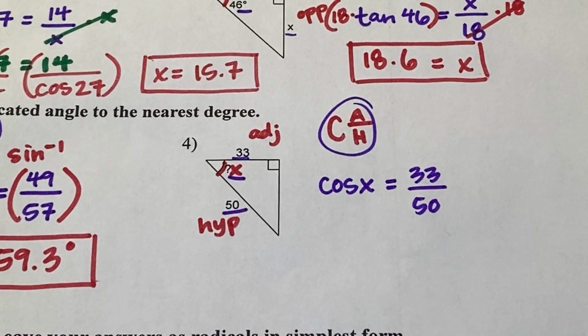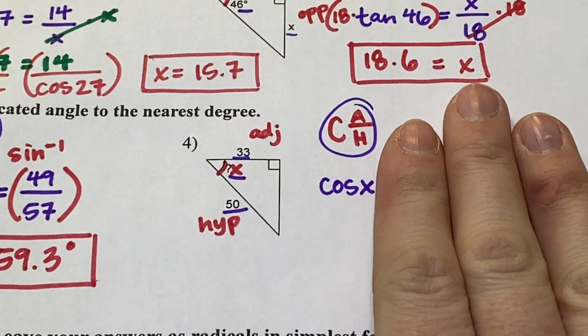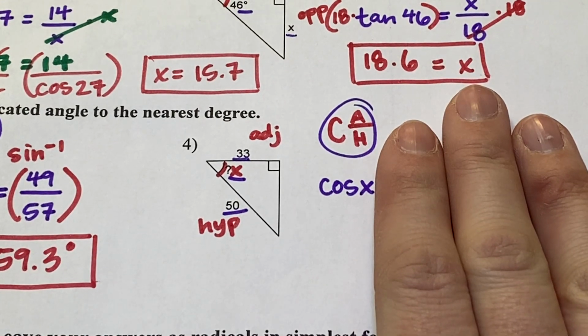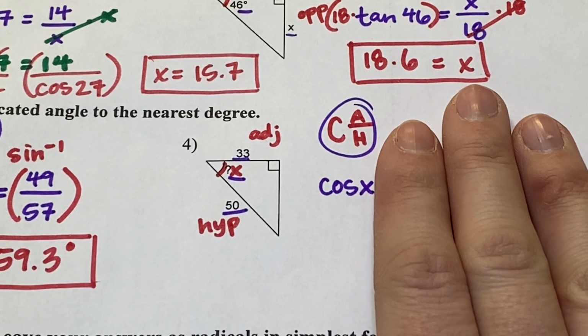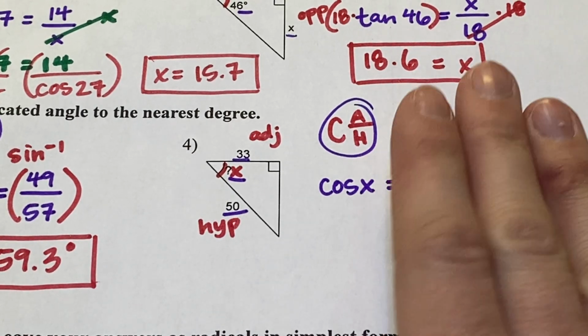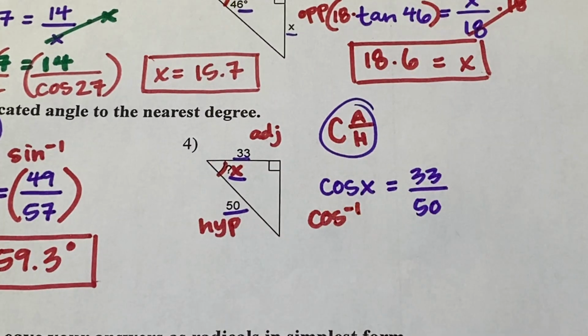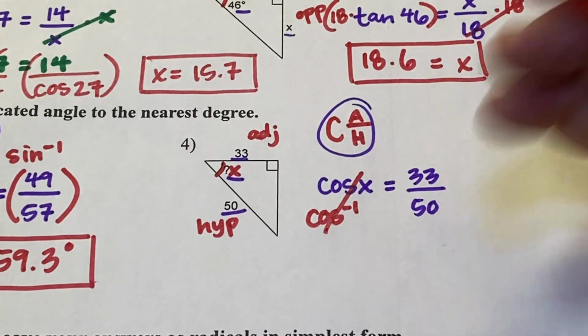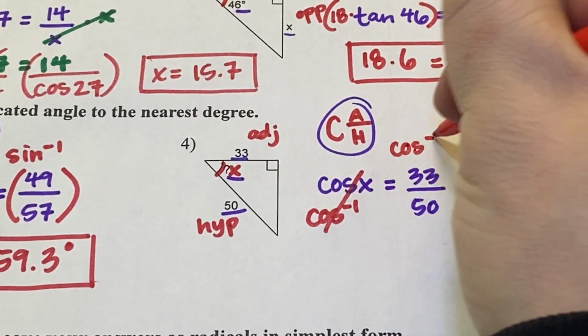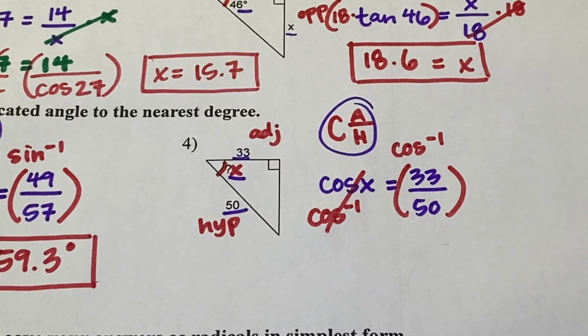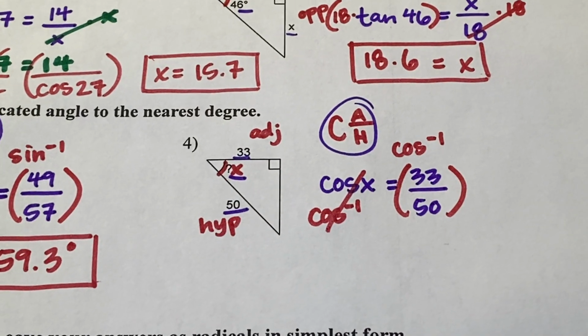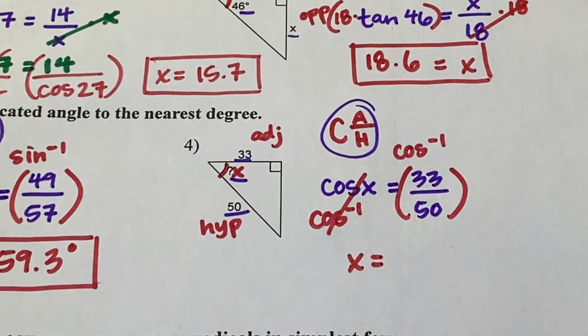Okay, only one step to get my x by itself, you guys. What is the opposite of cosine? It's not a trick question. The opposite of cosine is the inverse cosine. So we get x by itself by doing the opposite, inverse cosine. So in your calculator, you're just going to do inverse cosine of that fraction, which will give you your degrees, your missing angle.